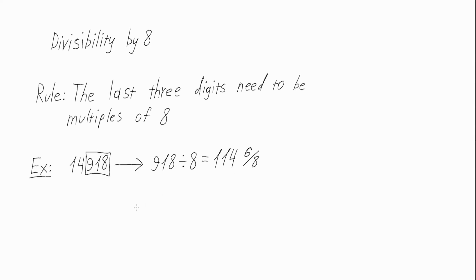Also, one more way we could have determined if the number is divisible by 8 is by determining if it's divisible by 4. If the number is not divisible by 4, this means the number is also not divisible by 8. So let's check it. In this example, the last two digits are 18, and if we divide 18 by 4, we'll get 4 and 1/2. So this number is not divisible by 4, which means that at the same time it's not divisible by 8.